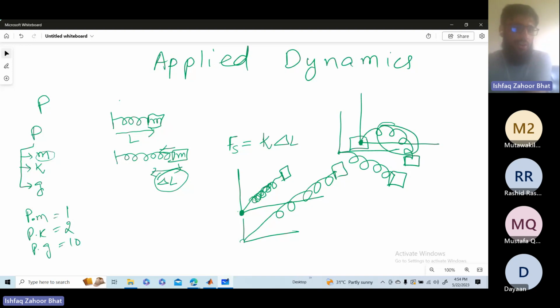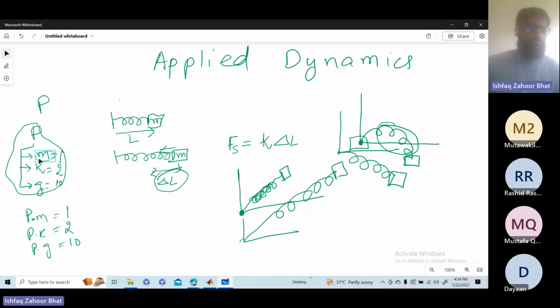When I write this, it automatically creates a structure like this, and it assigns M equal to 1, K equal to 2, and G equal to 10. Once you write P dot M equal to 1, P dot K equal to 2, P dot G equal to 10, MATLAB understands that it has to create something like this and assign M equal to 1, K equal to 2, G equal to 10. This is okay. Now, what if I want to extract this value?